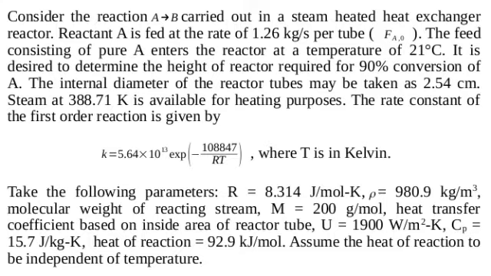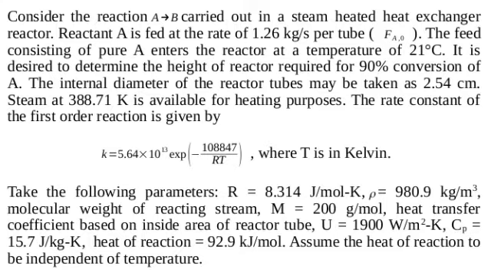B. Reactant A converts to product B, and you are given that the reactant A is fed at 1.26 kg per second. This is the mass flow rate of the reactant A, and the feed contains only pure A, and its temperature is 21 degrees centigrade. Now what you have to do in this problem is to determine the height of reactor required for 90% conversion of A. The height of reactor when the conversion of A reaches 90%.